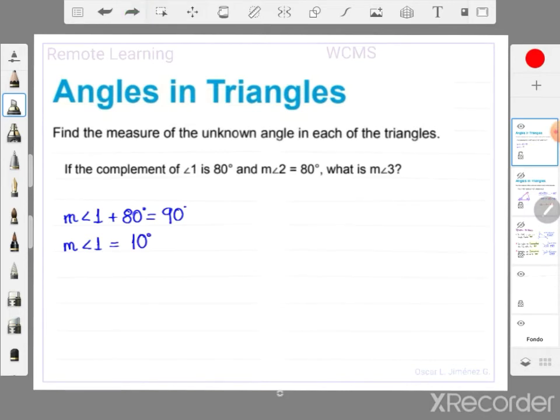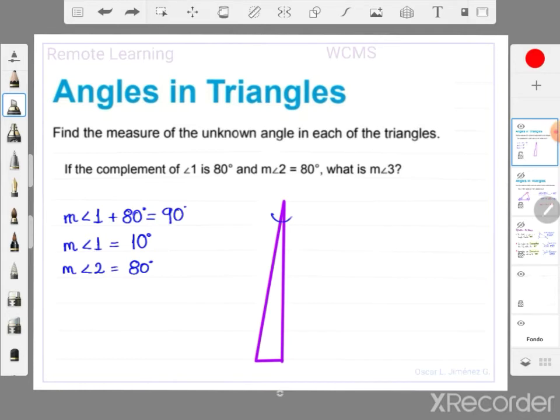Now, what else do we know about this triangle? Okay, very good. We know the measure of the angle number 2. The measure of the angle number 2 is 80 degrees. And our question is, what is the measure of the angle number 3? So I'm gonna draw this triangle. It is not so easy to draw, but this is an idea of how the triangle looks, okay?